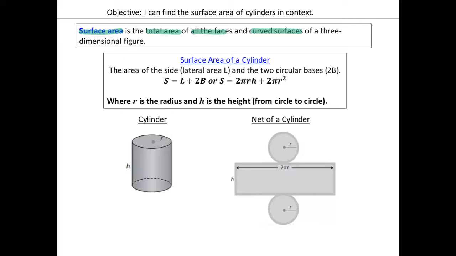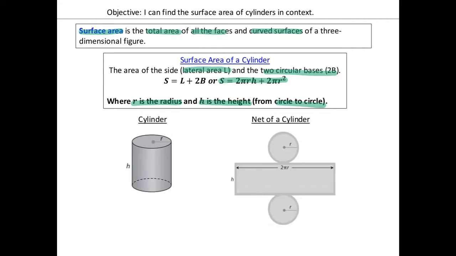I guess I'll leave this out for a second. Okay, so the surface area of a cylinder, we are basically taking the lateral area, which is basically the rectangle part of the cylinder, and the two circular bases. So we can use S equals L plus 2B, or we just use this S equals 2 pi r h plus 2 pi r squared. And then it tells you that r is the radius and h is the height from the circle to circle. So how far apart the two circles are from each other is the height of the cylinder.